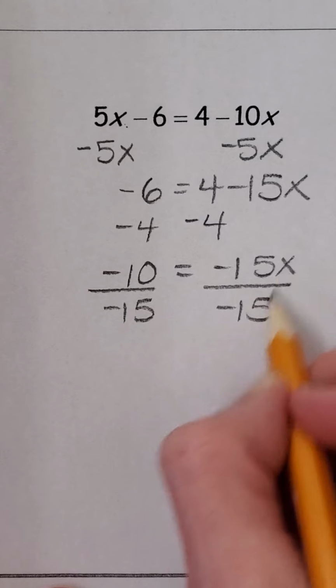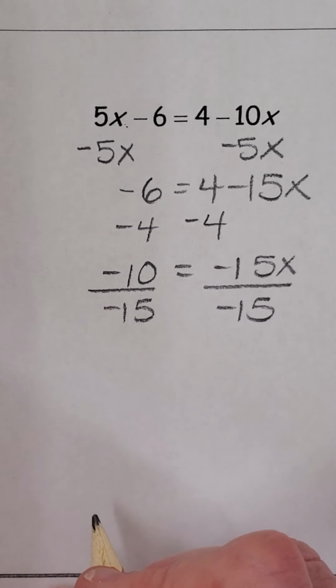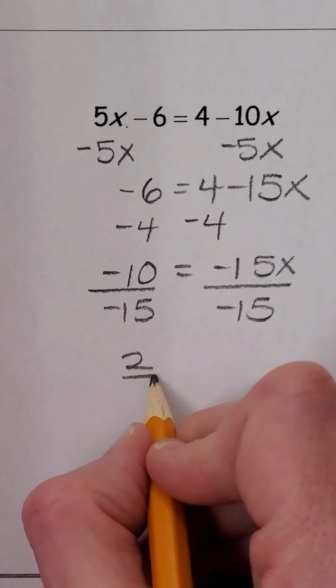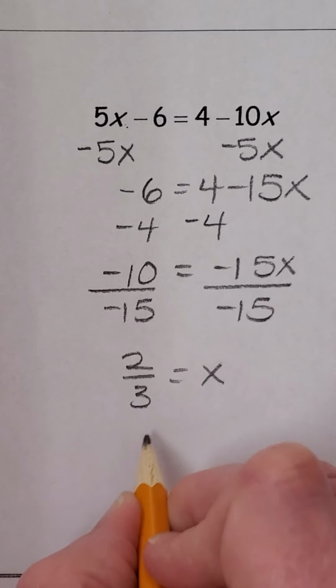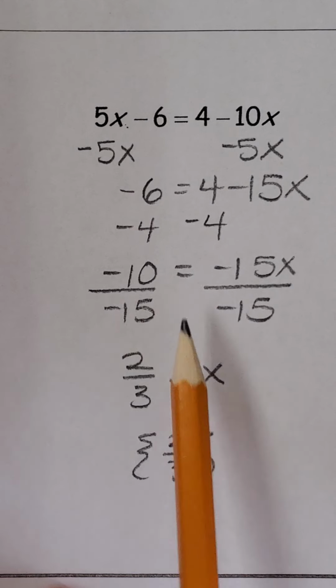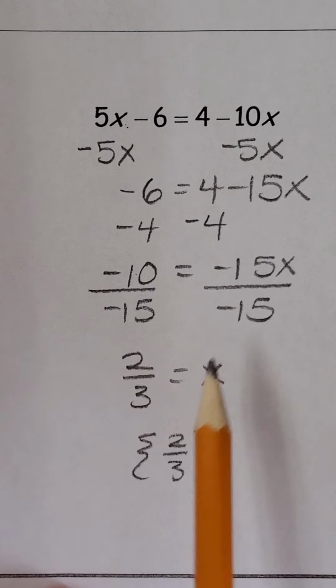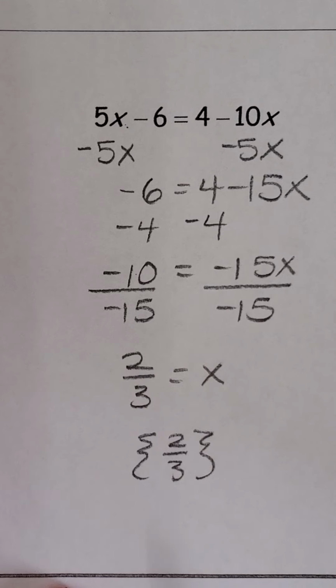We don't need to divide by a variable, notice that. Now we've got a fraction we need to simplify. We'll divide that by 5 over 5, and we'll end up with 2/3. Now, if I would have done it the other way, I would have ended up with an x here and 10 over 15, or if you did it the other way.